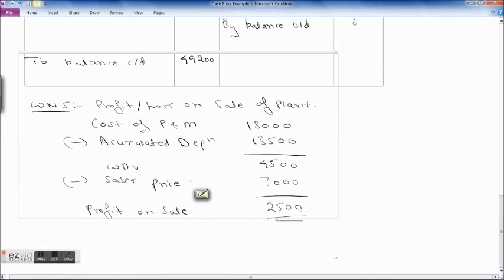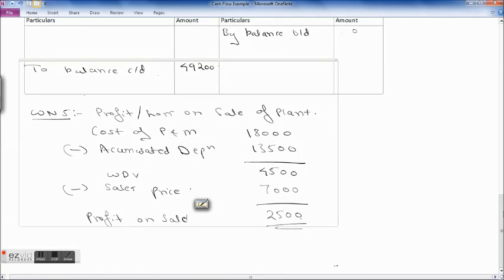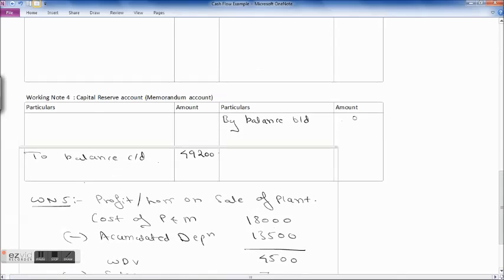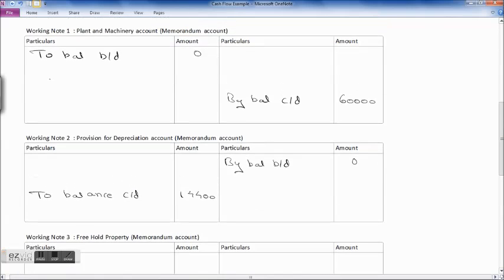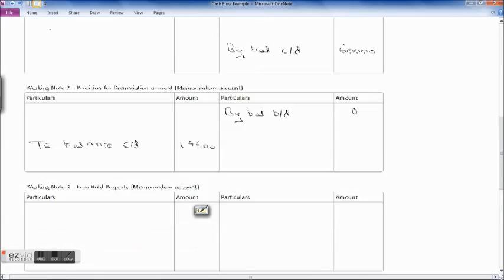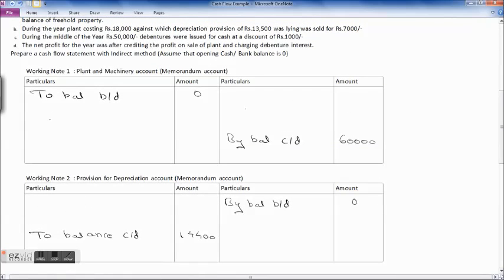Now we'll pass these entries in our memorandum account. Let's see, what cost is 18,000. Okay, so this is a cost. Fine. Then what is the sales proceed? Sales proceed is 7,000. So sales proceed entry will put it here. Okay, so in our plant and machinery account, the entry will be bank account debit to plant and machinery. So by bank account, sale proceed is 7,000.